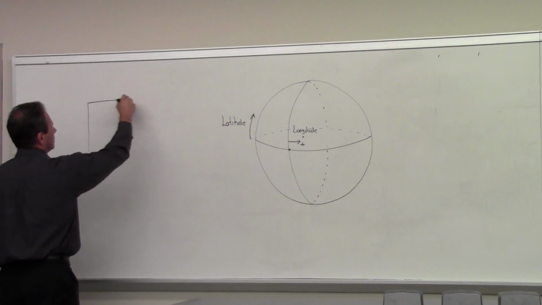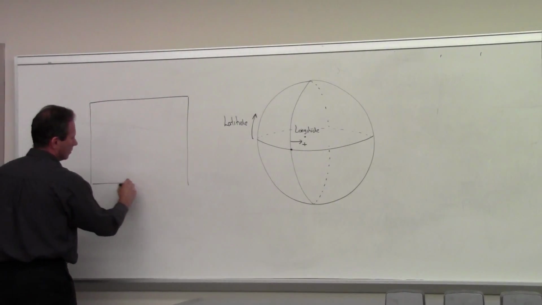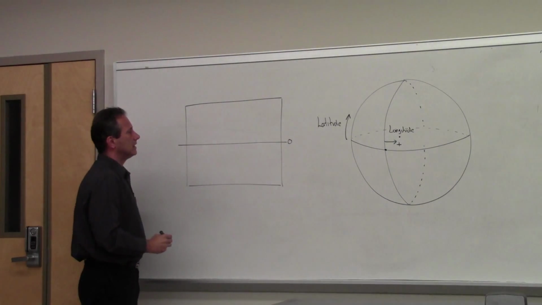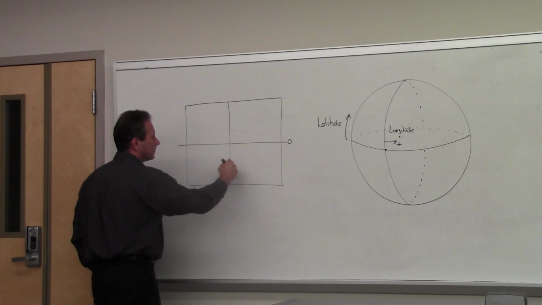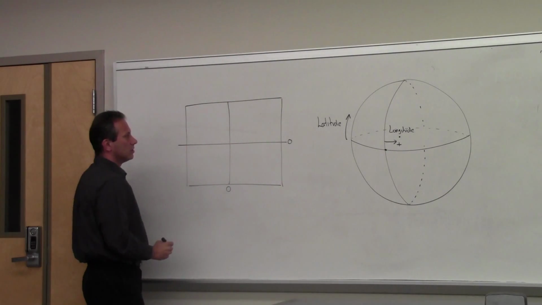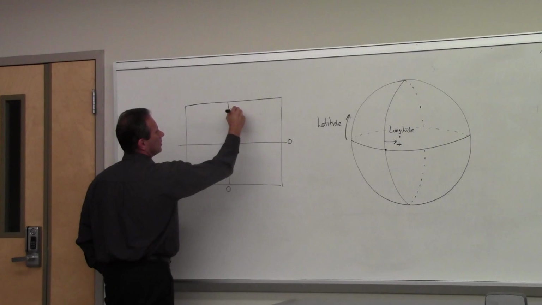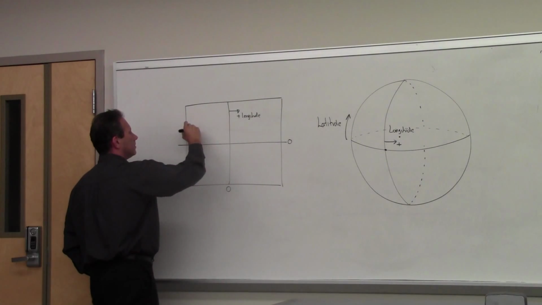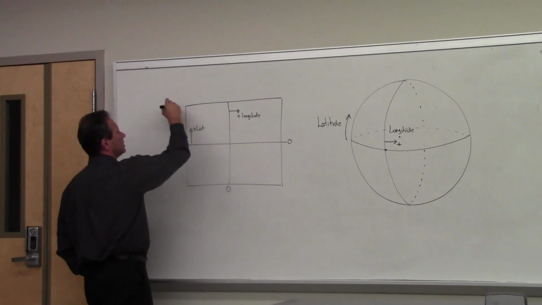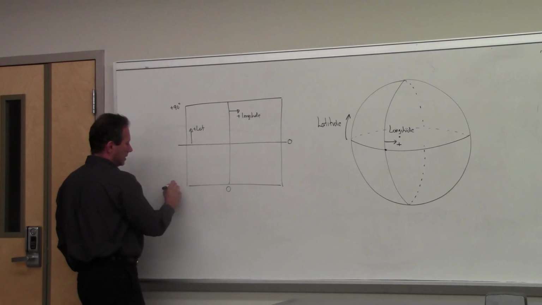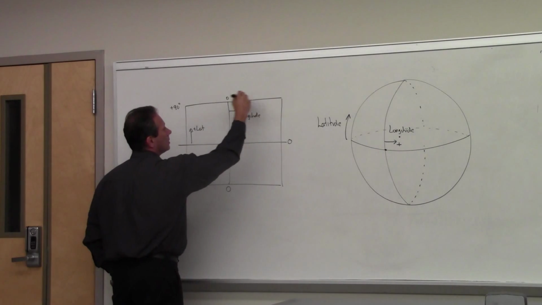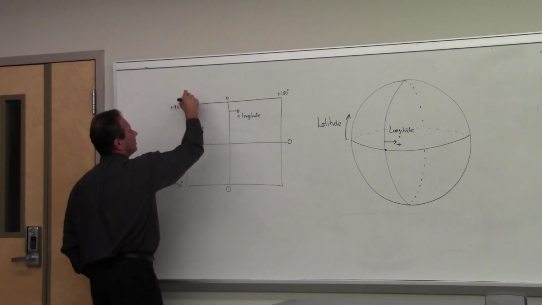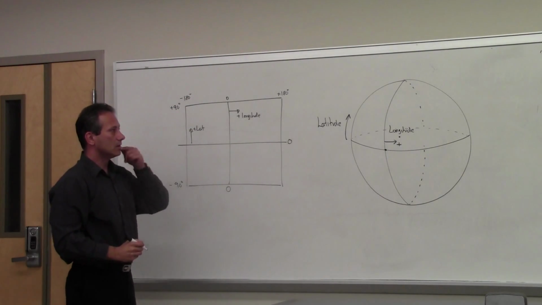That's the map that you see all the time. This is the equator, right? So this is 0 degrees of latitude. This is Greenwich. This is 0 degrees longitude. And this is plus longitude. And this is plus latitude. And this is plus 90 degrees latitude, minus 90 degrees latitude. This is 0. This is plus 180. And this is minus 180. Right? So that's how we consider the map.